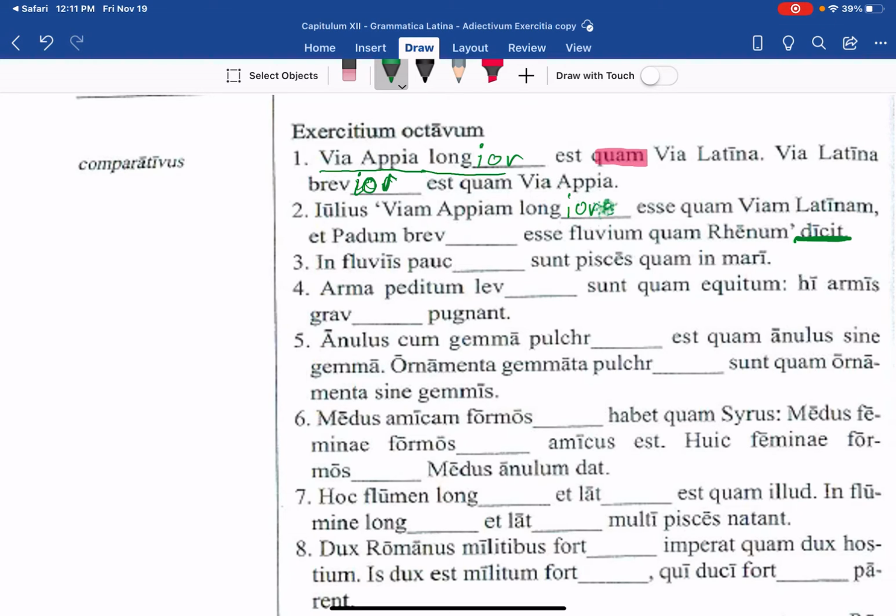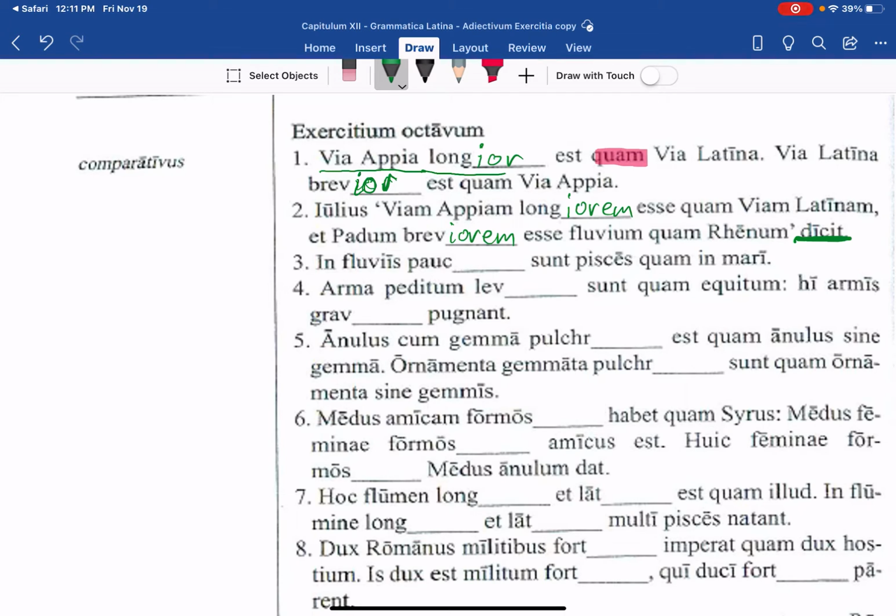longiorem esse quam viam latinam et padum breviorem esse fluvium quam renum. Now if it had been flumen there instead of fluvium, if it had been the neuter word for river, then it would be brevius, because brevius would be the accusative that would match. But in this case, we have two nouns that are masculine and feminine.